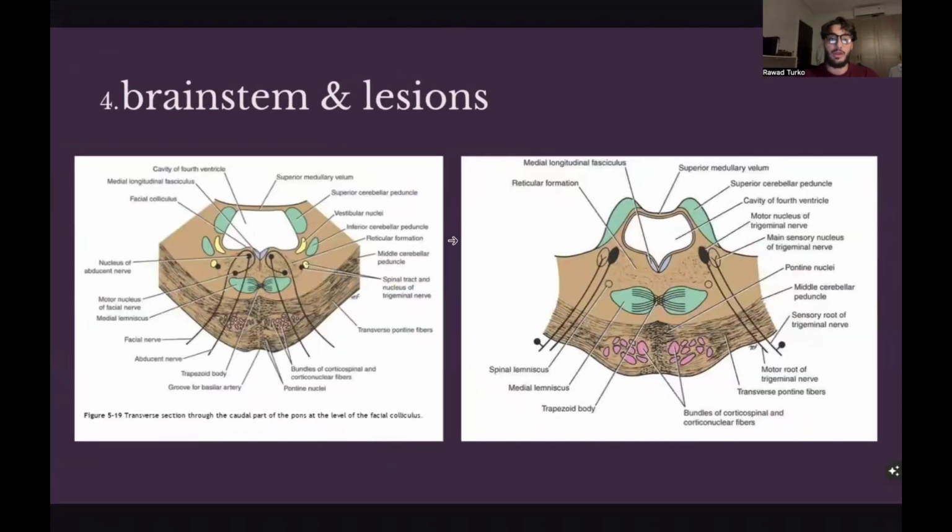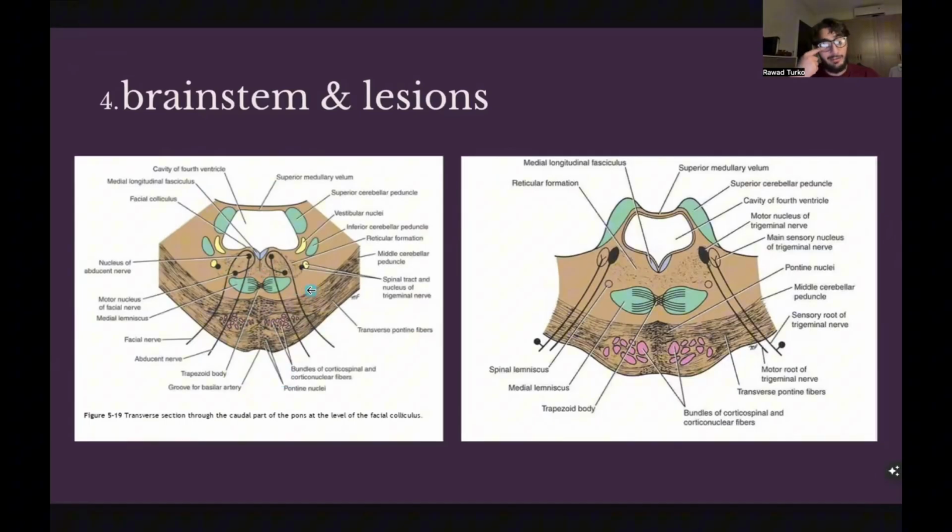Now, moving on to the pons, again we keep our rule in mind. All of the medial structures, all of the motor structures are medial. All of the sensory structures are lateral. So all the corticospinal and corticobulbar tracts here are medial. The nucleus of the abducens nerve and the motor nucleus of the facial nerve are also medial. We also have here the MLF, the medial longitudinal fasciculus. So all of these structures are midline.